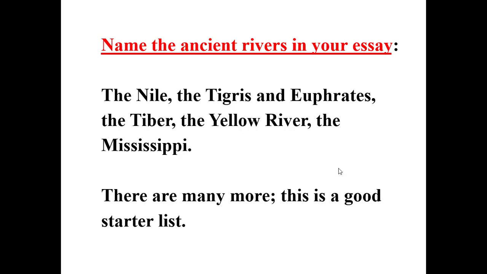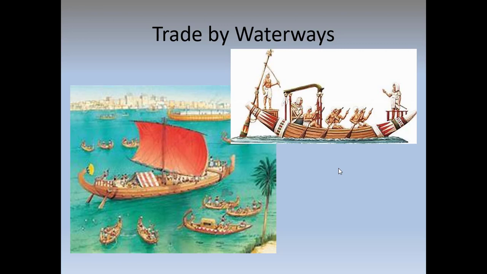And you have rivers. So here I'm naming the rivers for you. The Nile, Tigris, and Euphrates, which I mentioned is where the Garden of Eden was supposed to have been. The Tiber, the Yellow River, the Mississippi River. There are many more, but this is a good starter list, okay? So make sure that you write those names down because the outline says so. So that's our first type of trade by water, on rivers, because of the inability to cross the land very easily.